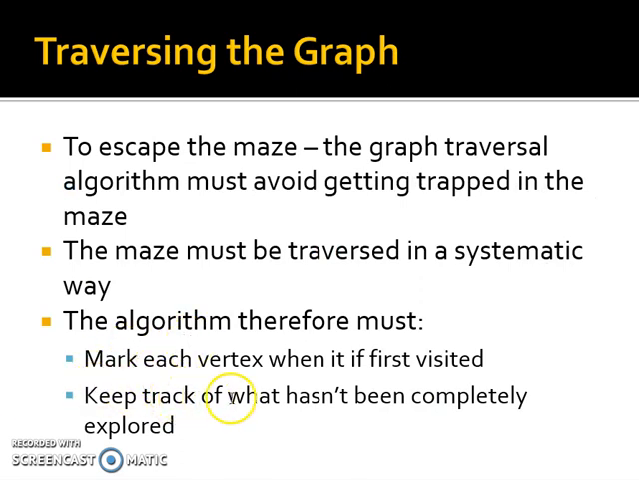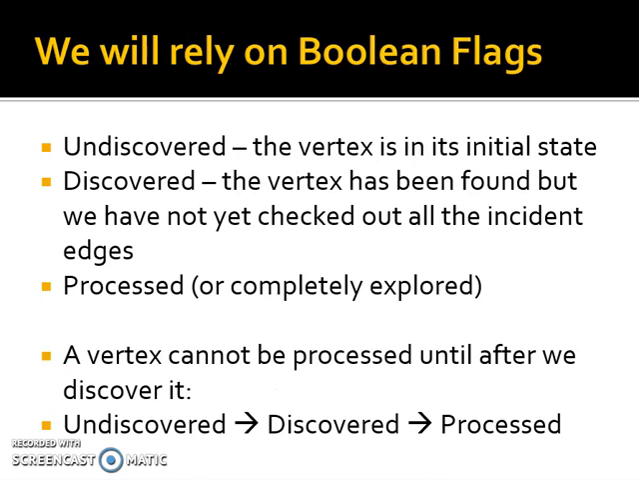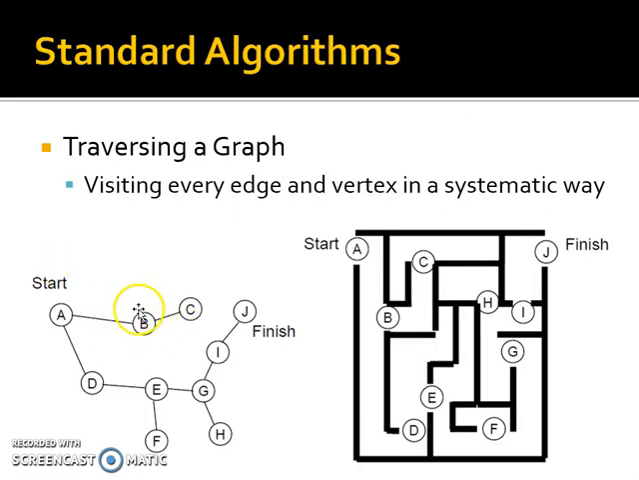So we keep a track of where we've completely explored and where we've just visited. So we're going to rely on Boolean flags, and we've got 3 Boolean flags: undiscovered, discovered, and processed. Undiscovered means that that vertex has not yet been found. Now, as a programmer, we know that exists, but as an algorithm that's tracing through looking for this, then we don't know that exists. Discovered means that we found it, but we've not yet been down every edge. So we've discovered that B exists, but we haven't travelled any further. We've discovered E exists, but we don't know what's beyond E yet.